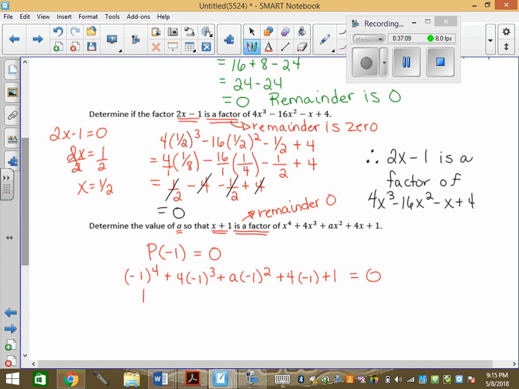Negative 1 to the 4 is positive 1. Negative 1 cubed is negative 1 times 4 is negative 4. Negative 1 squared is positive 1 times a is plus a. 4 times negative 1 is negative 4 plus 1 equals 0. And then we're going to get 1 and 1 and negative 4 and negative 4, which is going to be negative 8 plus 2, which is negative 6 plus a equals 0. Add my 6 over, and I get a equals 6.